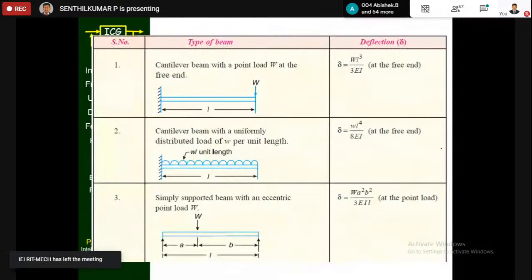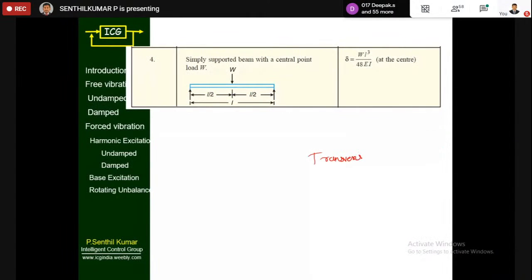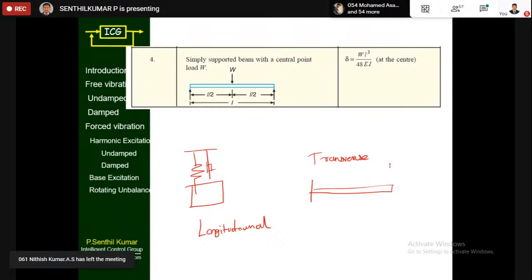Then you will get some problems from beam. There are three types of vibration. Transverse vibration is what we have discussed so far. If it vibrates like this, that is called longitudinal vibration. Then transverse vibration means a cantilever beam; if you release it, you will get a vibration. That is transverse vibration. Then one more term, torsional vibration, rotating. So this particular portion comes under unit number 5.